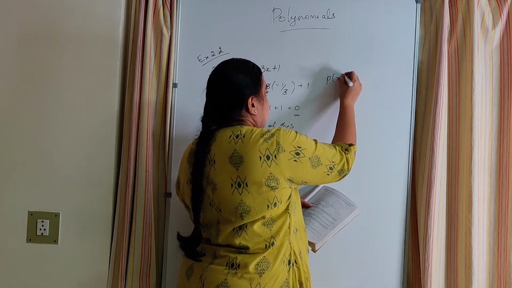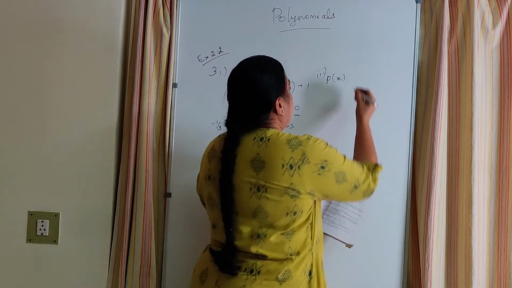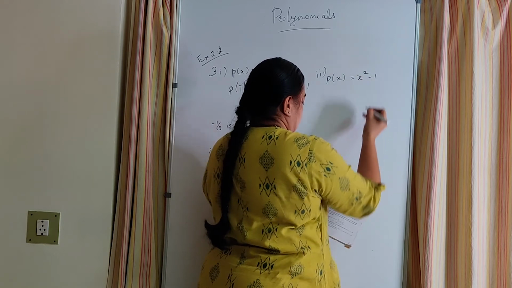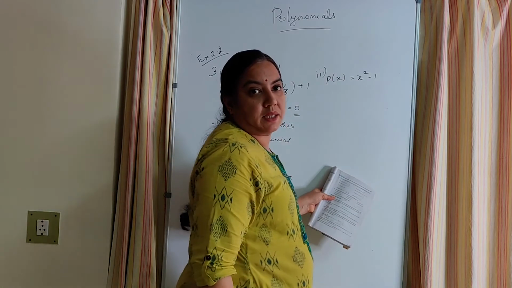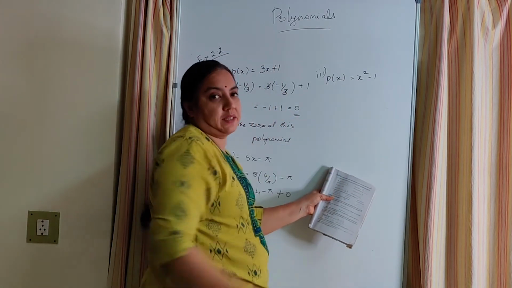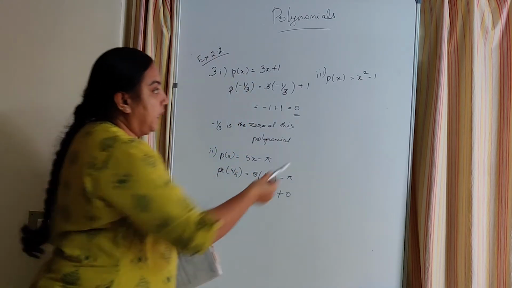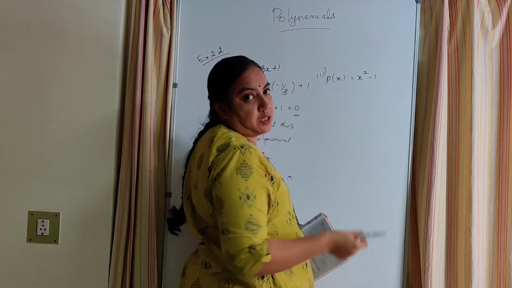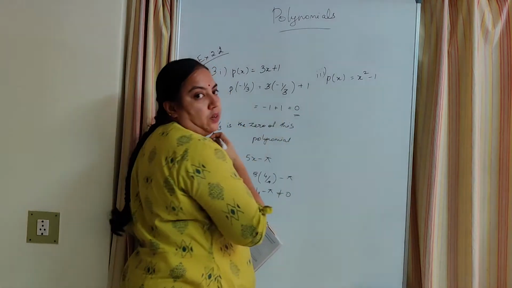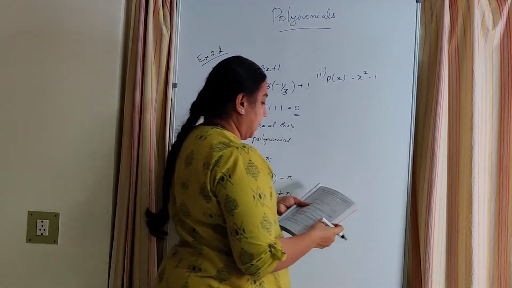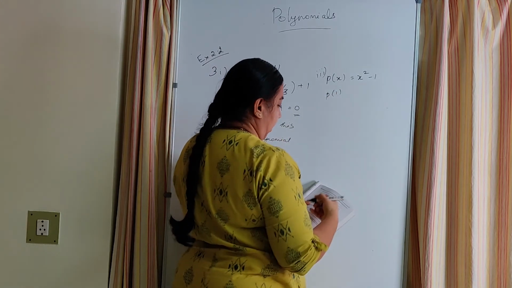P of x is equal to x square minus 1. And in that they have given two values. Why? Again, the degree of the polynomial tells how many zeros this polynomial has got. See, this is a linear polynomial, so the x has got only one value. But here the degree of the polynomial is 2. X has got the power 2. So it means that there are two values of x in this polynomial. And so we are given two values, p of 1 and we have to find p of minus 1 next.